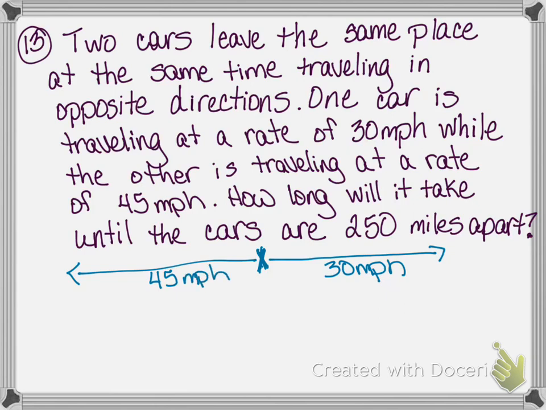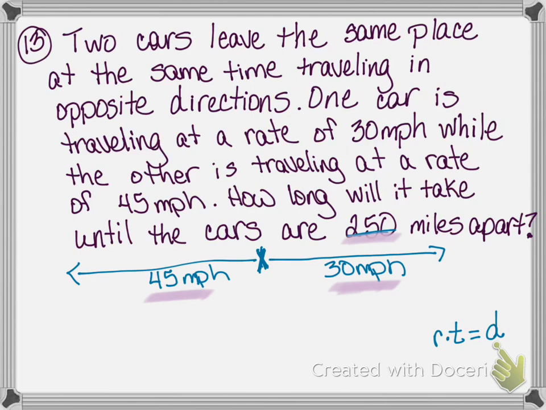Okay, so we are going to use rate times time equals distance because we are told that our distance is 250 miles, our total distance. So if we take the distance that this car travels and we add it to the distance that this car travels, we are going to get 250 miles. That's what we're going to get. Now, our time is the same. So they're both leaving at the same time and they're both traveling the same amount of time. We're just trying to figure out how long it's going to take them to get 250 miles away from each other.